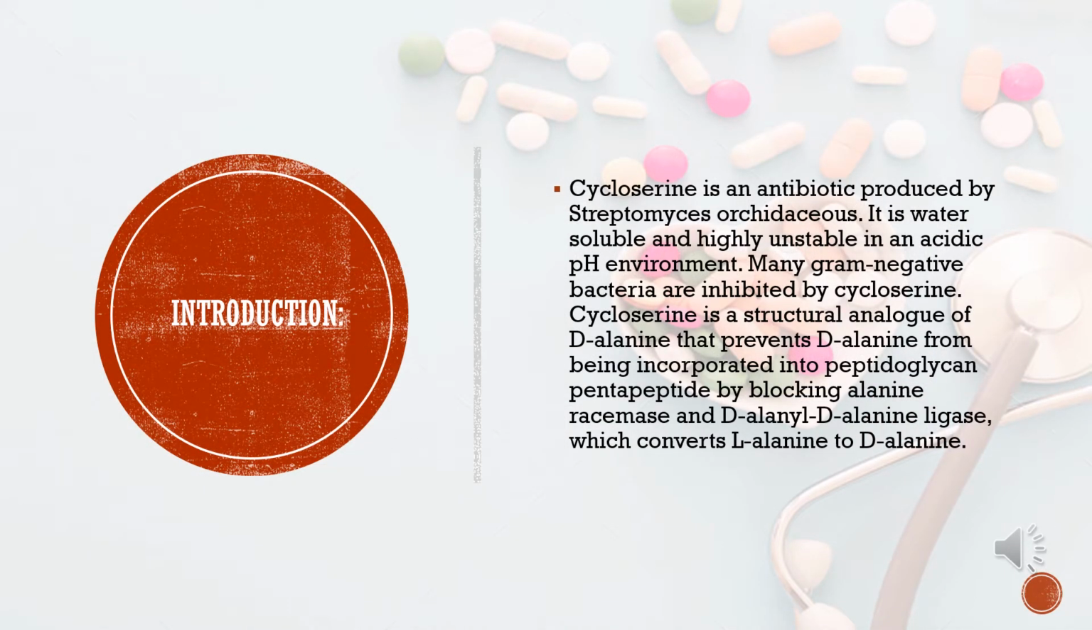So, cycloserine is basically an antibiotic produced by Streptomyces orchidaceus. It is mostly used for gram-positive bacteria, and chemically it is a structural analog of D-alanine. So, it will prevent the incorporation of D-alanine in the peptidoglycan pentapeptide. This process occurs by blocking the enzymes alanine racemase and D-alanine ligase, which convert L-alanine to D-alanine.